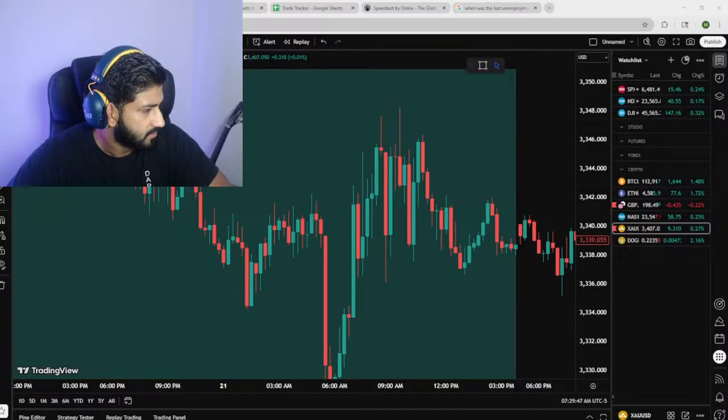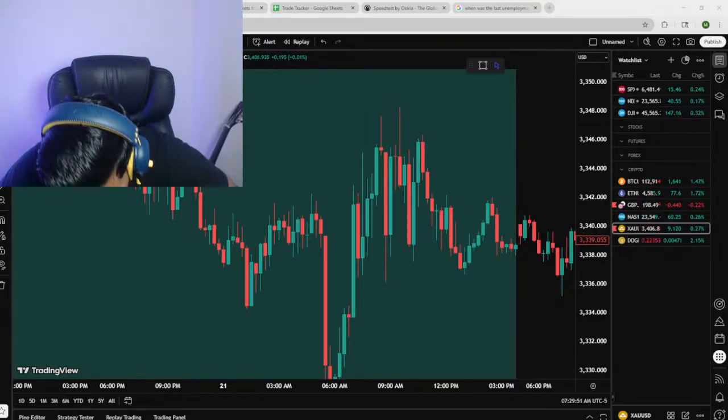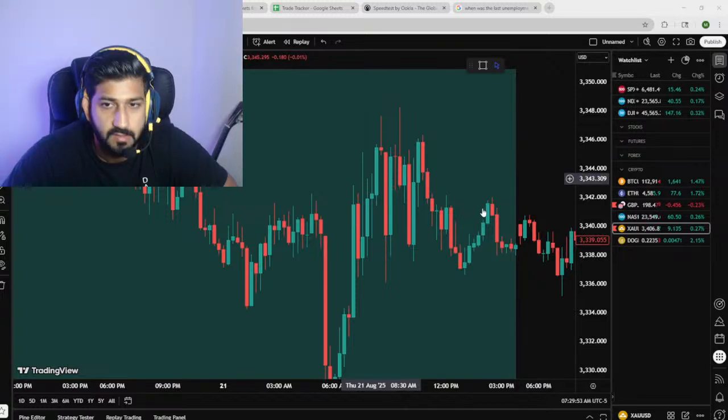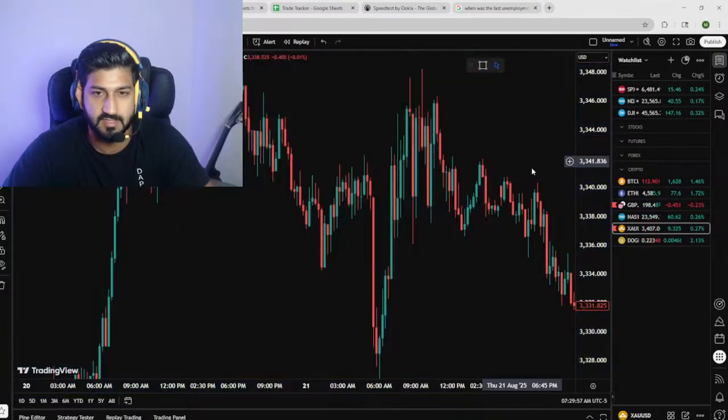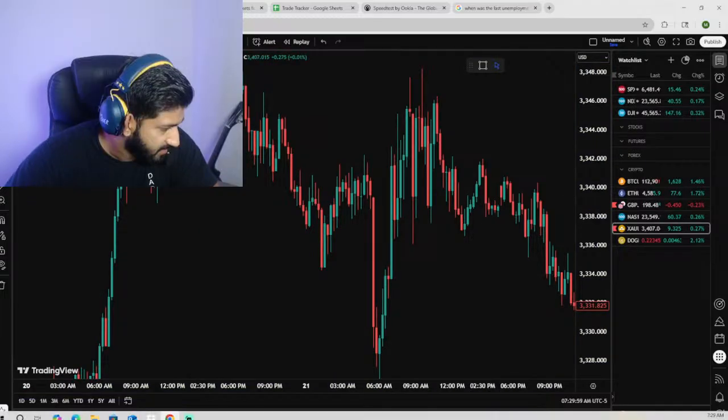नहीं नहीं, ये TradingView है. This is like for analysis and stuff.